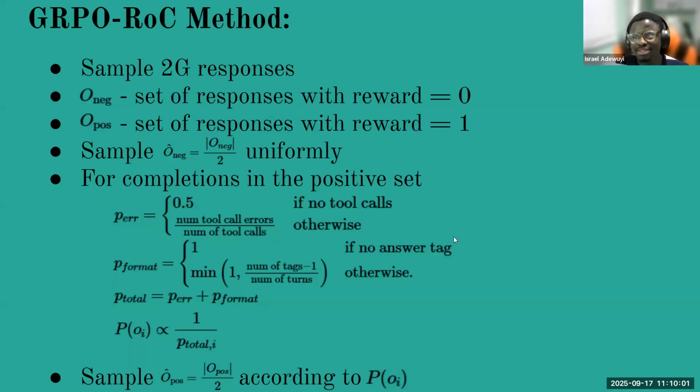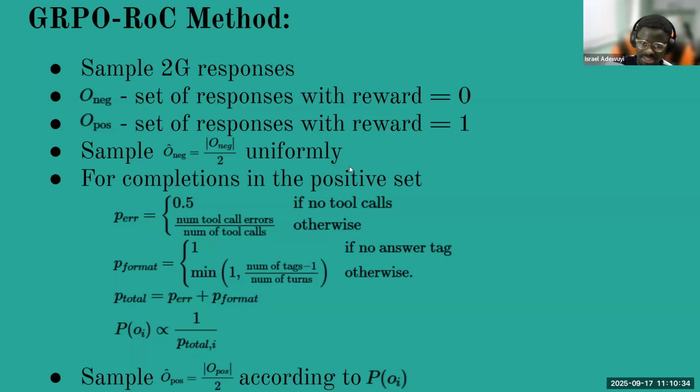Oh, shoot. Okay, I'm sorry about the formatting. But basically, what they described is that in GRPO, usually you sample G responses per problem, or G rollouts per problem. This is the group in GRPO. But what the authors came up with is, okay, let's sample 2G responses, so twice the usual number of responses, and split them into two groups, the positive set and the negative set. For the negative set, sample half of it uniformly.